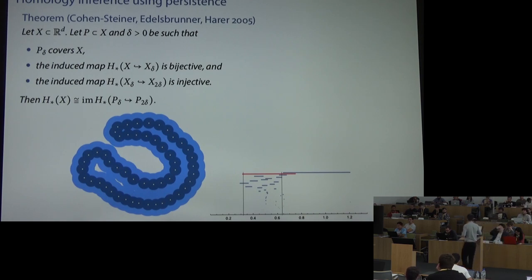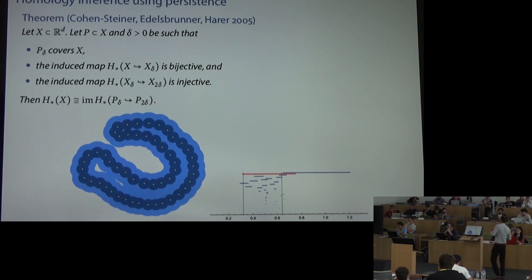We have a parameter delta such that the thickening of the point cloud by delta covers the shape. And then we have two assumptions on homology, right? Every map between spaces induces a map in homology. We have an inclusion map from X, the unknown shape, to its delta thickening, and then from the delta thickening of the unknown shape to its two delta thickening. And I'm just requiring that not too much happens in homology as I thicken my unknown shape, my curve.